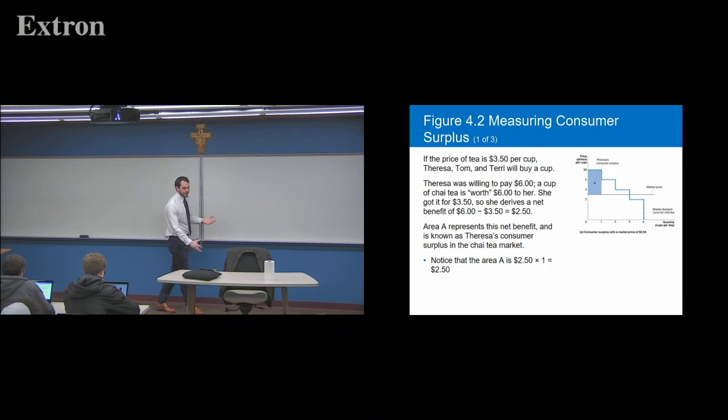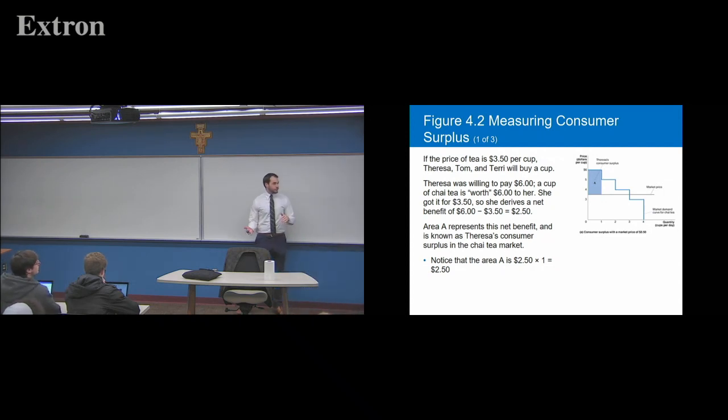But the price of tea is $3.50 per cup. In this case, Tom, Teresa, and Terry are all going to buy cups of tea. Right here at $3.50, just draw a line across for the market price. There's Teresa, there's Tom, and there's Terry, all above that. So they'll all be willing to pay.